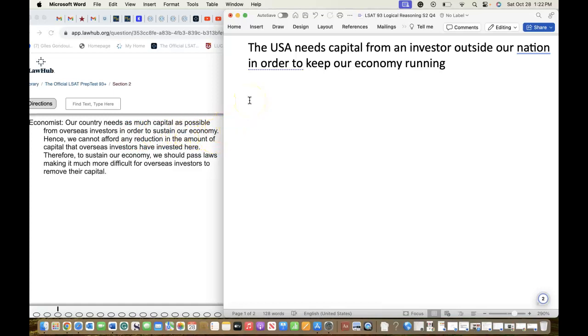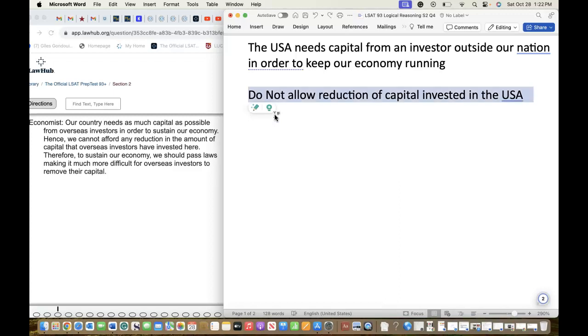So basically what they're trying to say is that the U.S. needs capital from investors outside of our nation in order to keep the economy running, and capital is kind of like the production of goods. Hence, we cannot afford any reduction in the amount of capital the overseas investors have invested here. So they cannot allow capital invested to be reduced in the United States.